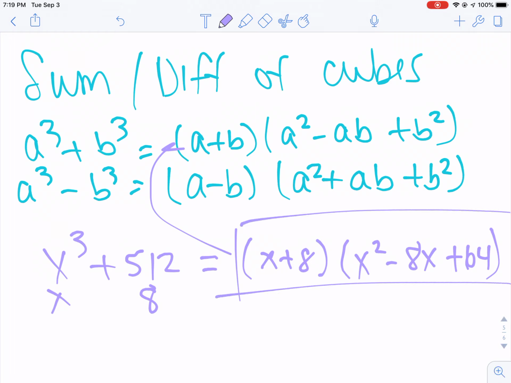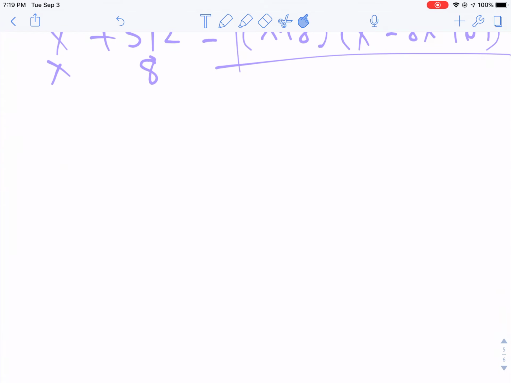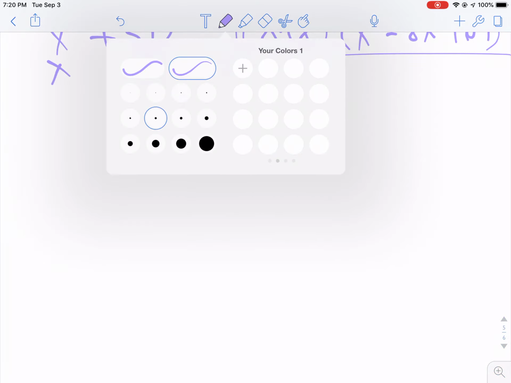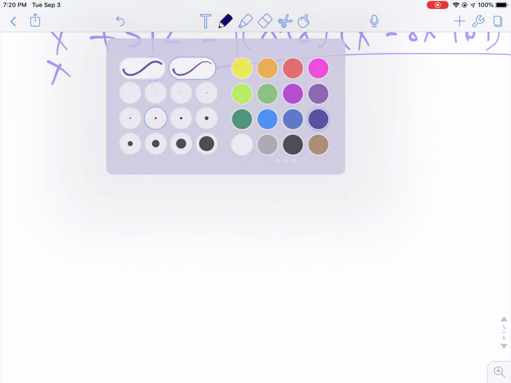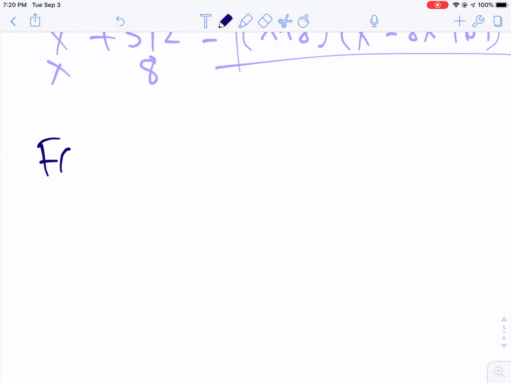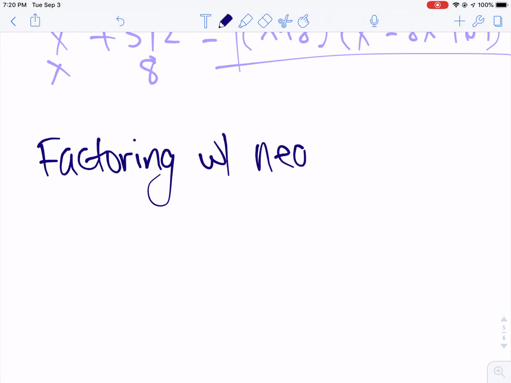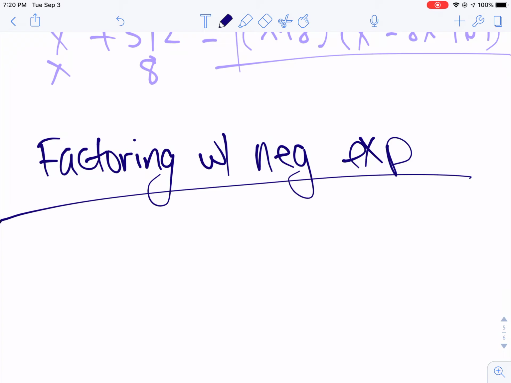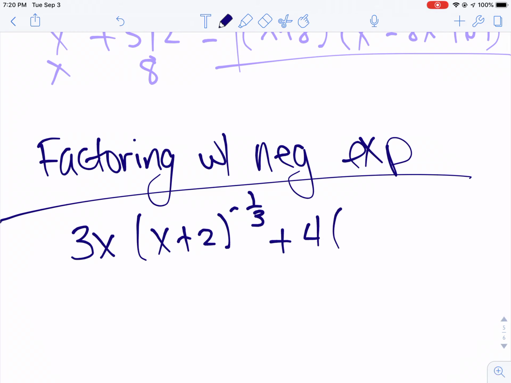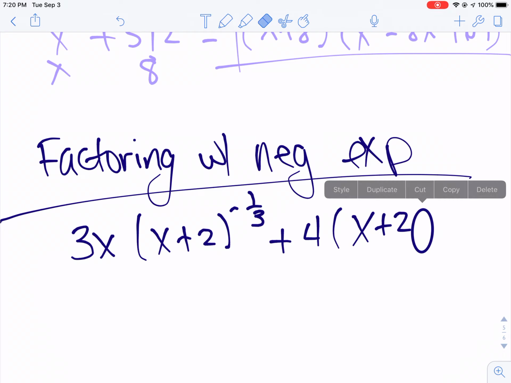Okay, the last example, and probably the most complicated example that we have, was factoring with negative exponents. The example I gave you was 3x times x plus 2 to the negative 1/3 power, plus 4 times x plus 2 to the 2/3 power.